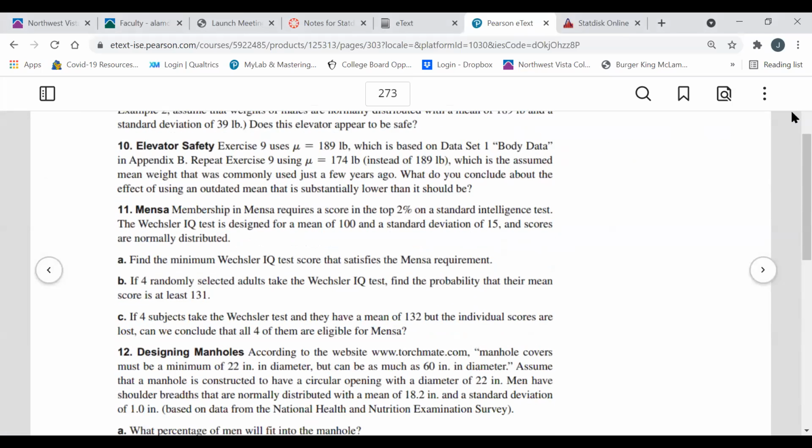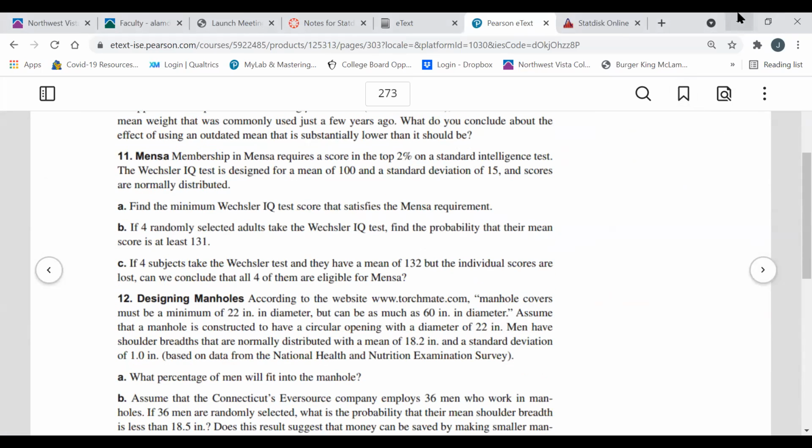Membership in Mensa requires a score in the top 2% of the standard intelligence test. The Wechsler IQ test is designed for a mean of 100 and a standard deviation of 15, and scores are normally distributed. So there you go, number 11. Your mean right off the bat is 100. Standard deviation is 15. Now let's look at part A. Ooh, they threw a wrench at you. That was a good one. You picked a good one.